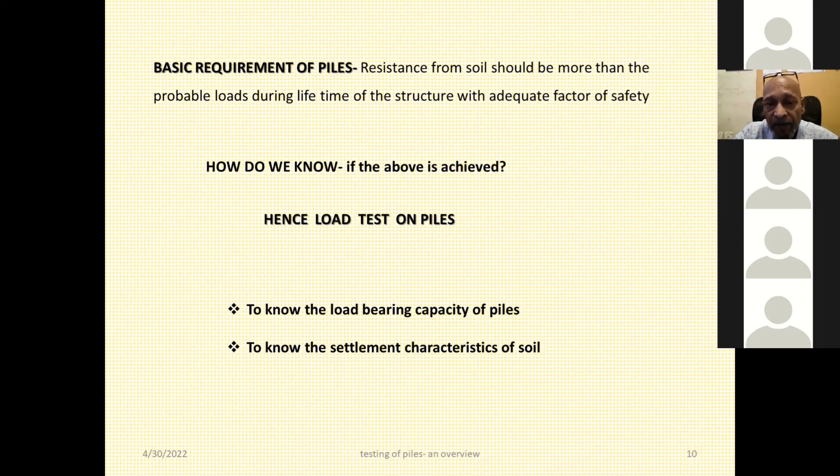And therefore, we need to do testing to check whether adequate capacity has been achieved. Therefore, load test is very conventional and very much required. We do the test on the piles to know the load bearing capacity of the pile and to know the settlement characteristic of soil.